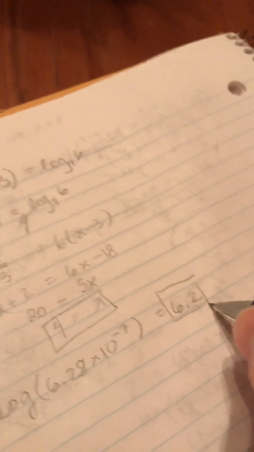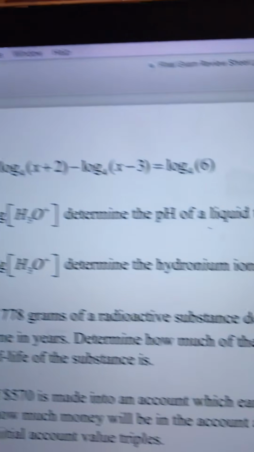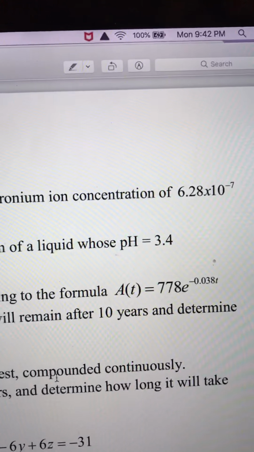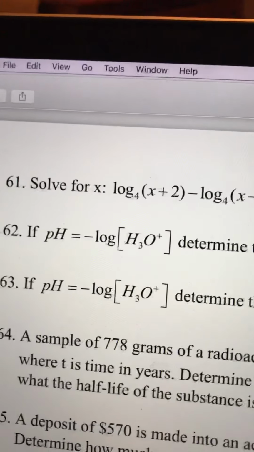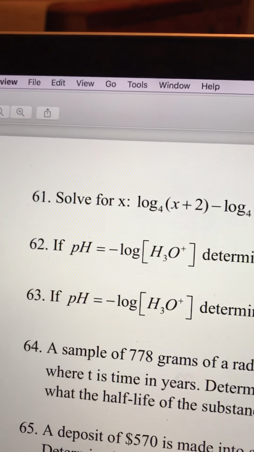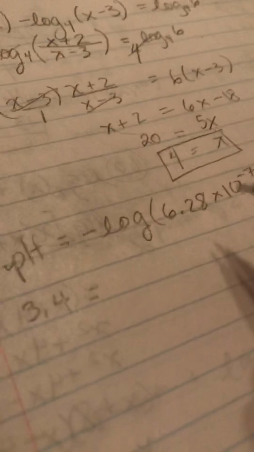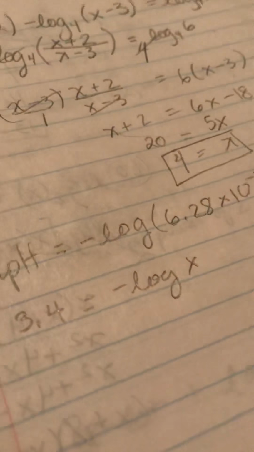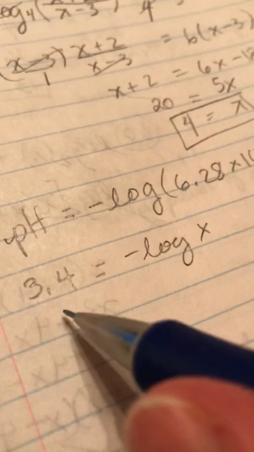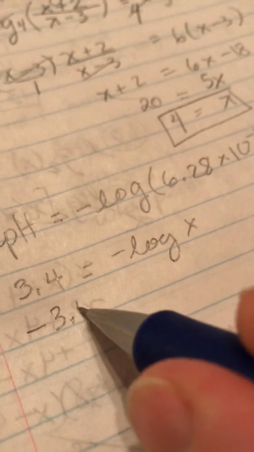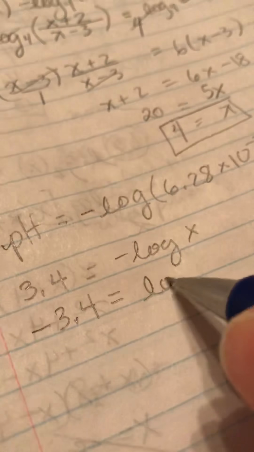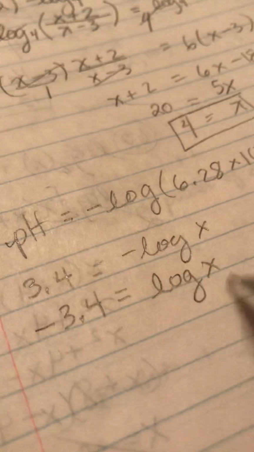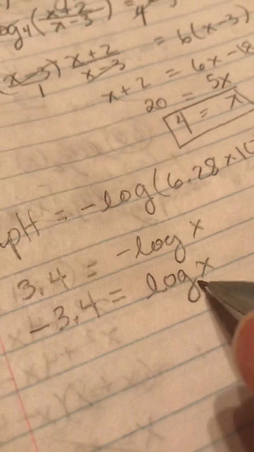Going backwards, number 63, if you are given the pH is 3.4, then you set that equal to the negative log of the hydronium ion concentration. So 3.4 equals negative log of, let's just call it x. So to solve for x, you need to first multiply both sides by -1 or divide both sides by -1, same thing, to make that a positive log. Isolate that logarithm.